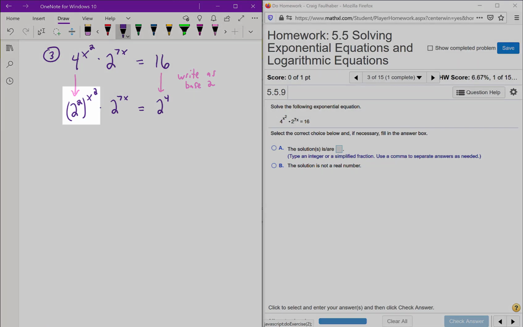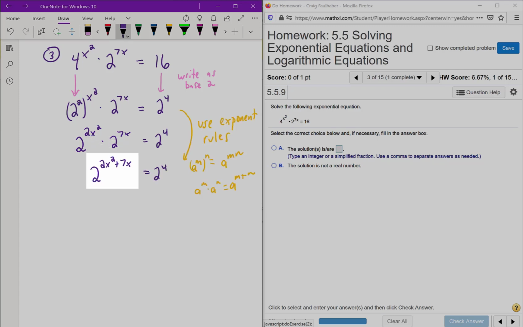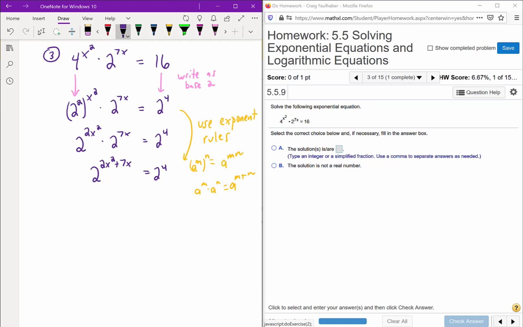So on the left here we have 2 squared, and that's also raised to the x squared power. The rule for exponents is if you have an exponent on an exponent, you can multiply those two exponents. Now we have two bases that are the same with two different exponents, and those two terms are being multiplied. So the exponent rule here is we can actually add those exponents together. Now that we have on each side of the equation a pretty simple exponential expression, and each of these has the same base, we can get rid of those bases and just set the two exponents equal to each other.